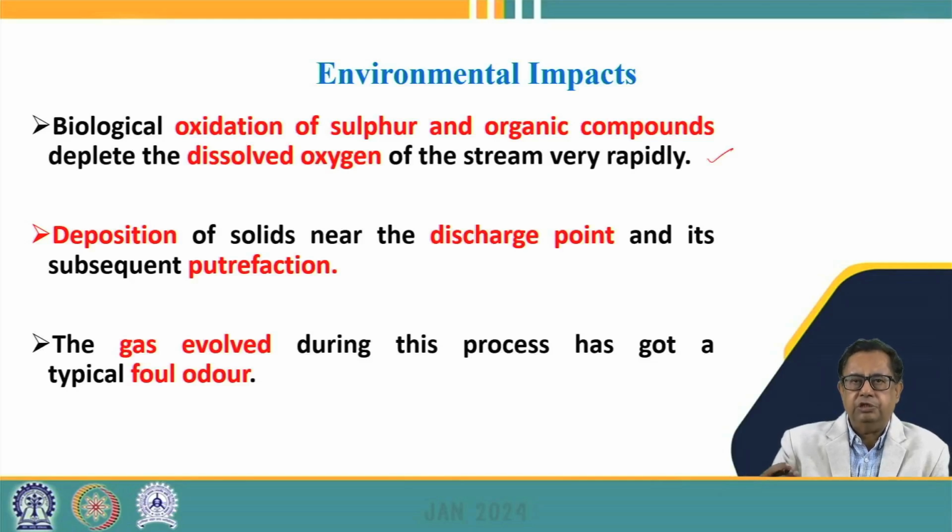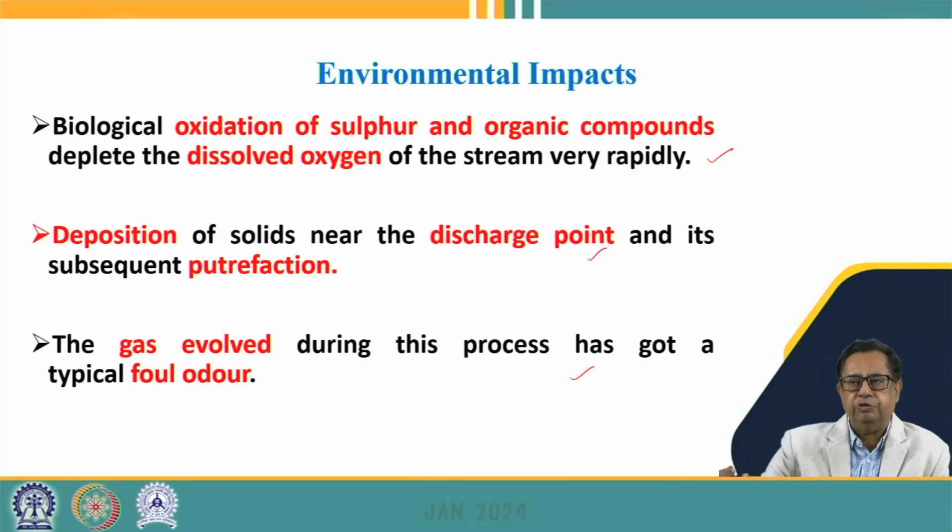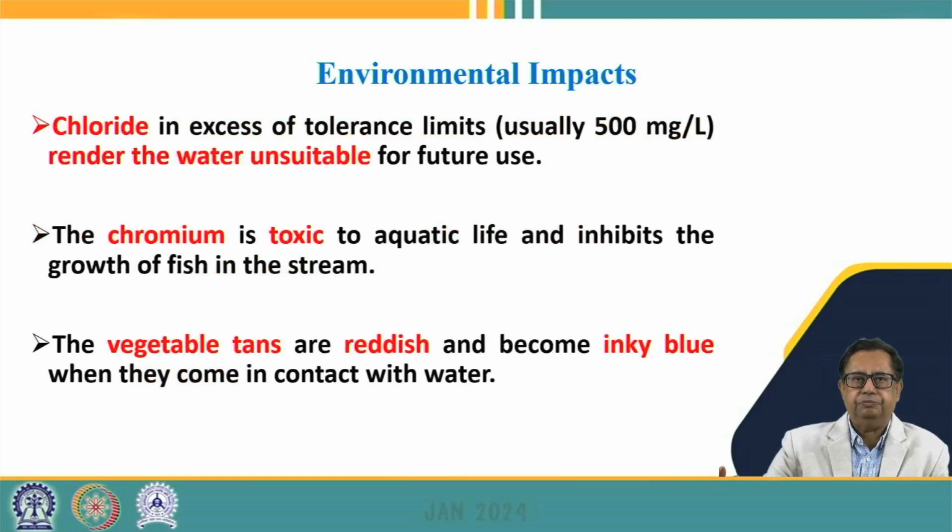Similarly, deposition from such wastewater may also happen near the discharge point, and it may lead to the putrefaction of such solid materials deposited near the discharge point, and it may also lead to a lot of pathogenic activities in such solid waste. We can also have gas evolved during this process because we have already seen that the sulfides we are adding can result in the formation of H2S, and H2S may lead to a rotten egg smell, and this may lead to foul odor in the wastewater. We have also seen that the chlorides are in excess, so if they are going into the water bodies, it may render the water unsuitable for further uses.